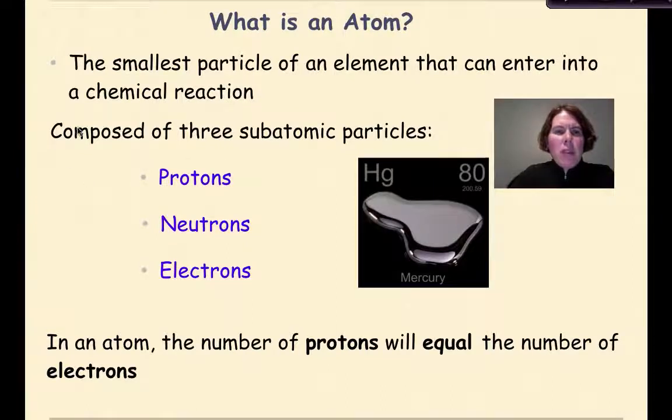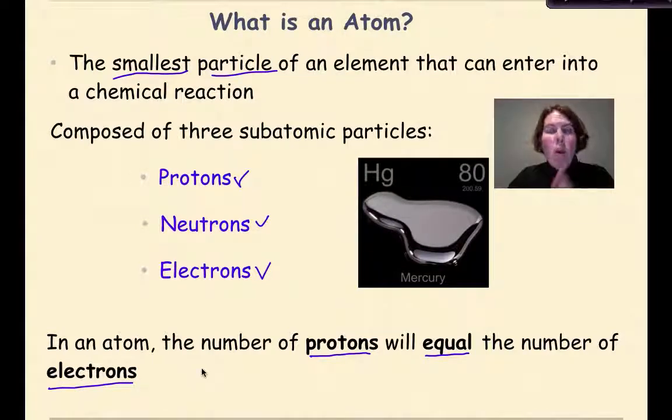Remember that an atom is the smallest particle of an element that can enter into a chemical reaction. And an atom is composed of three subatomic particles: protons, neutrons, and electrons. And we've talked about these before. Remember that in an atom, the number of protons will always equal the number of electrons. It's extremely important. So if you hear the word atom, protons and electrons will always be equal to each other.